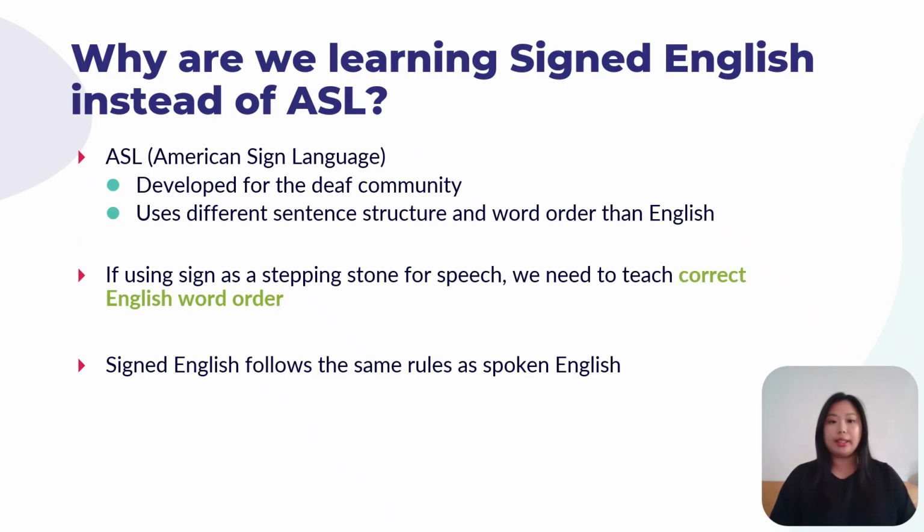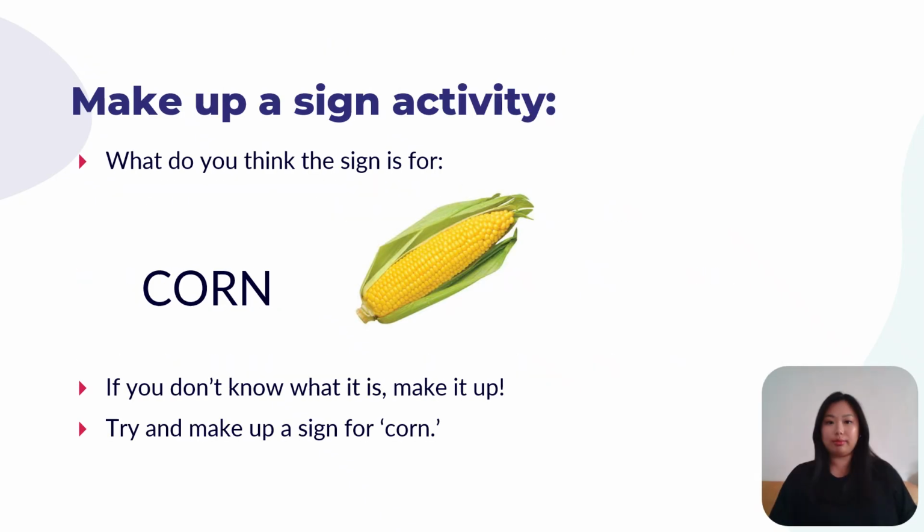Why are we learning Signed English instead of American Sign Language, or ASL? ASL was developed for the deaf community and uses a different sentence structure and word order than English. If we're using sign as a stepping stone for speech, then we need to teach correct English word order. Signed English follows the same rules as spoken English. A lot of people sometimes get caught up with not knowing the exact sign for a specific word. So let's try this activity. What do you think the sign for corn is? If you don't know what it is, try and make one up.